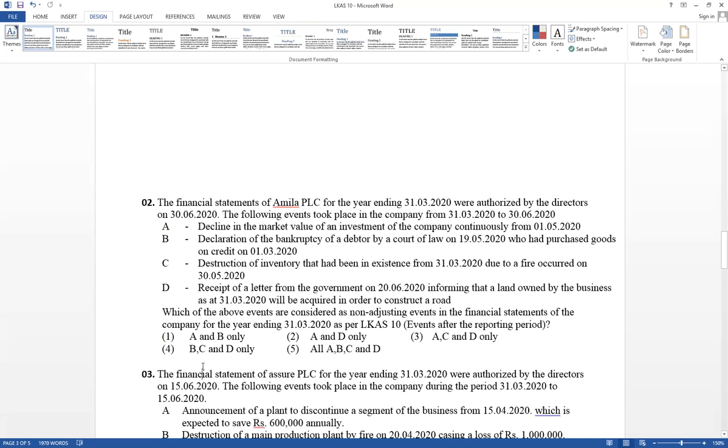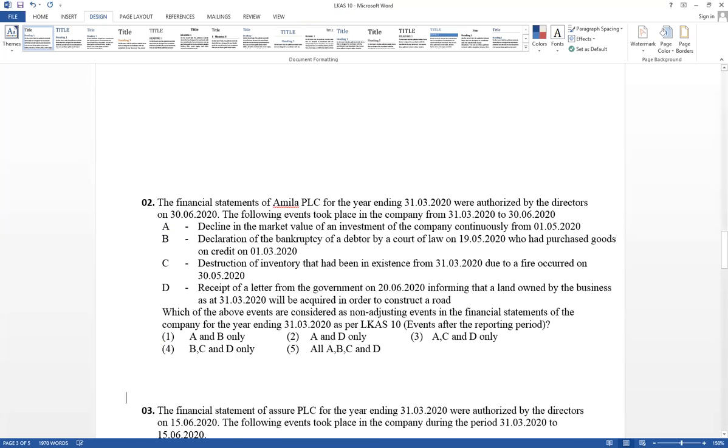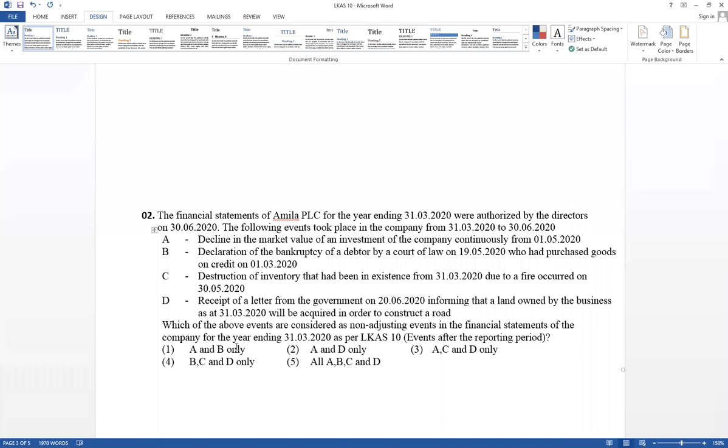Question number two, what would be the answer? Read carefully, see the requirements. First one, recognize the time period. Sometimes there are adjusting events, sometimes non-adjusting events. First, read carefully, see the requirements. Think what would be the answer. First of all, find the date the director signs properly.